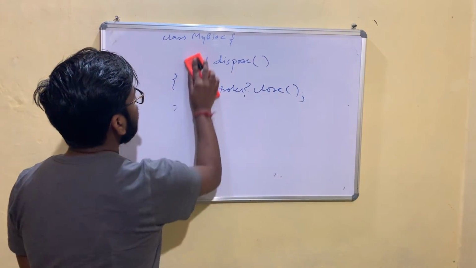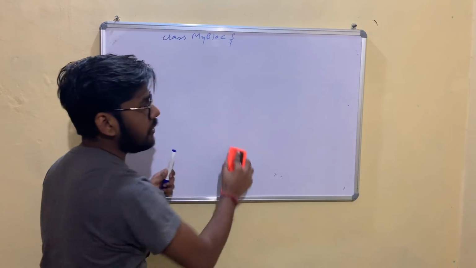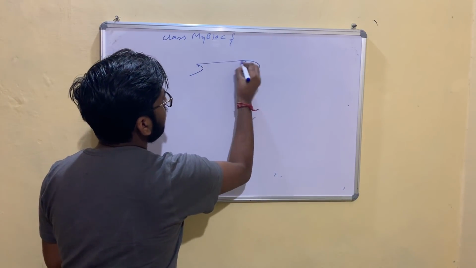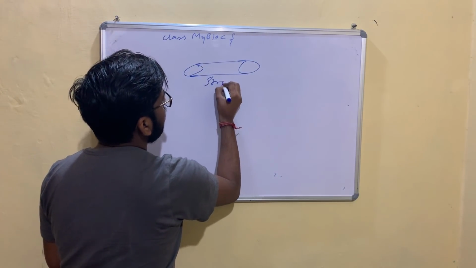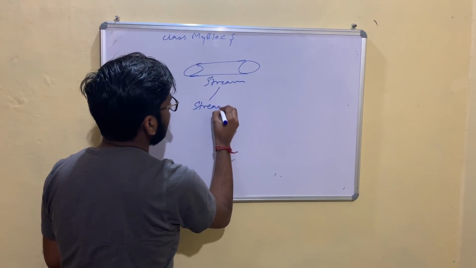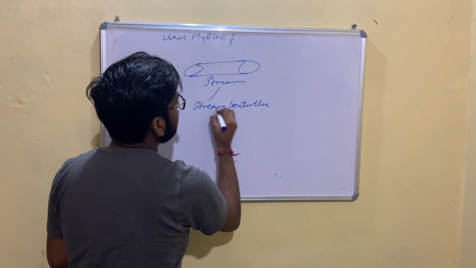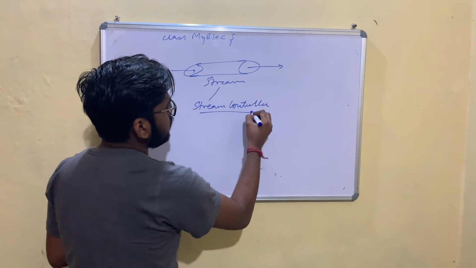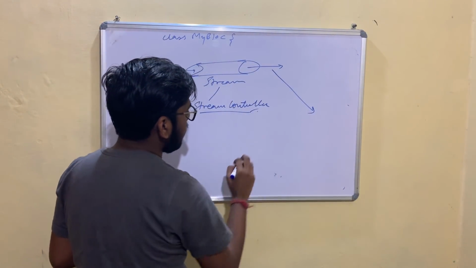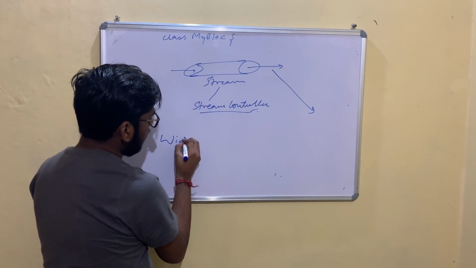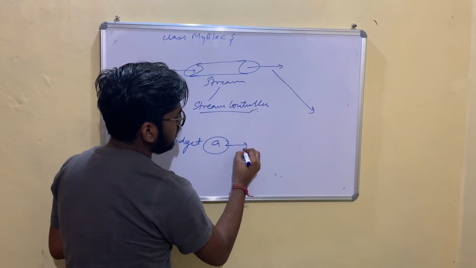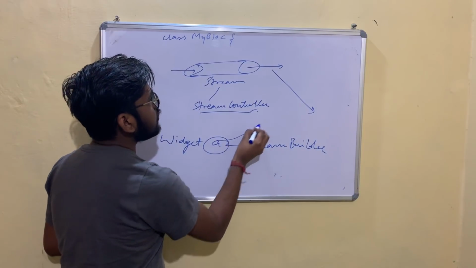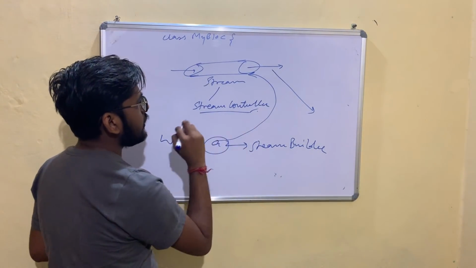Now I told you about this stream controller. So this was our stream pipe, which we are calling stream, and it is handled by the stream controller. Okay, and there is some flow of data. So this is the flow of data. Now it is controlled by this stream controller, and it is received by one person. So let's say this is my widget A, which has this StreamBuilder. Now this A is listening to this stream via the stream controller.